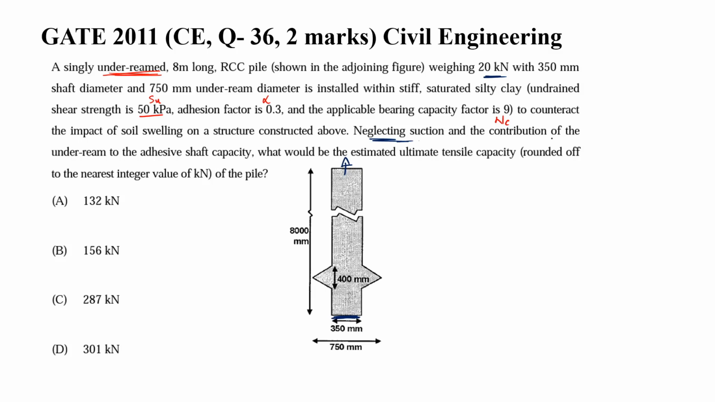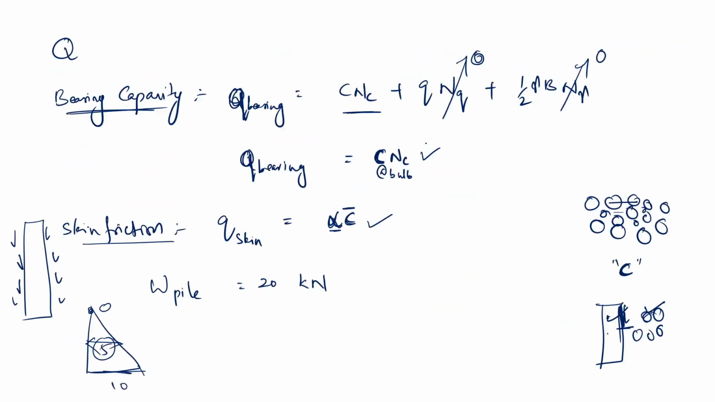Also, the contribution of the underream to the adhesive shaft capacity is neglected. Adhesive shaft capacity means skin friction. So for this portion you are neglecting the skin friction. You have to take only this area for the skin friction, and the bearing area is only this area. So you cannot take the bearing area here, because you are neglecting the suction.